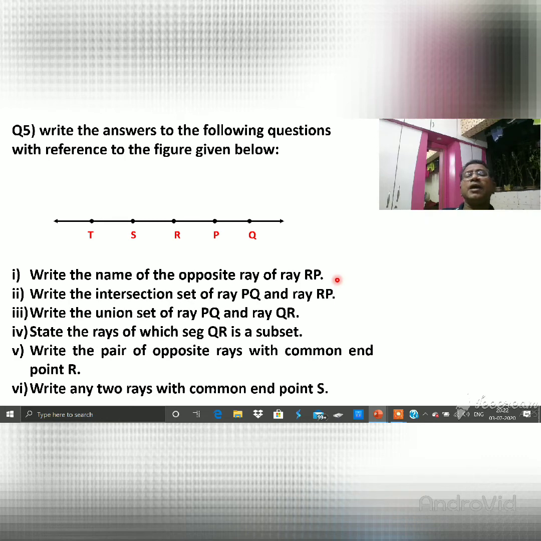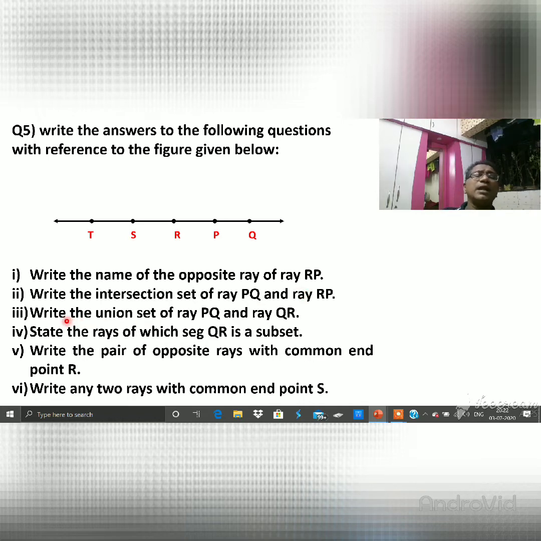Then here is the ray RP. So R is the starting point and P is the unlimited portion. So from the starting point, P is unlimited, so it can go over PQ also. So this PQ ray is the intersection, the common thing between these two. So the intersection is PQ. So ray PQ is the intersection. Do you understand? How can we write it?